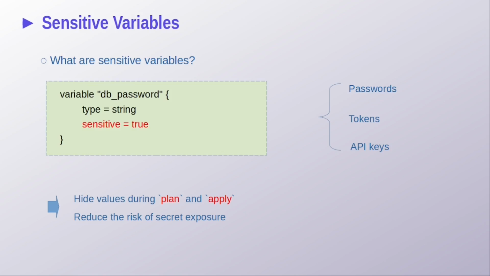Sensitive variables. Some values must be protected. Examples: passwords, tokens, API keys. Terraform will hide the value in plan and hide the value in apply. Important warning. Sensitive values are still stored in the state file. So you must combine this with remote state, encryption, and access control. Sensitive does not mean invisible. It means handle with care.